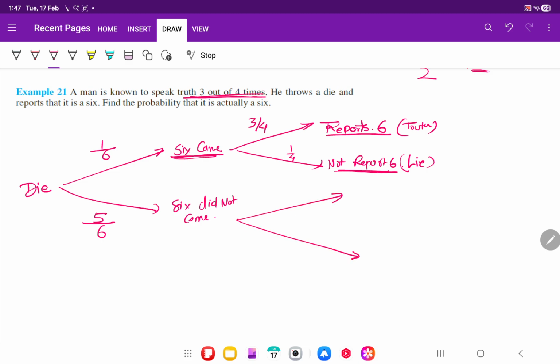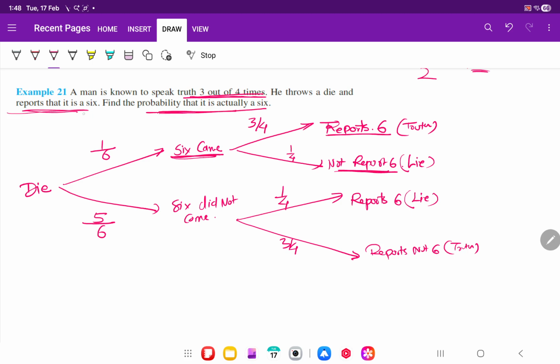Now 6 did not come, but he reports a 6. He's saying 6 came. So he is basically lying. The probability of lying is 1 by 4. Here he reports not 6. So that means he is telling truth. So that probability is 3 by 4. Right? Though we need the case that he is reporting 6. They are saying that he reports a 6. So what is the probability that actually 6 came?